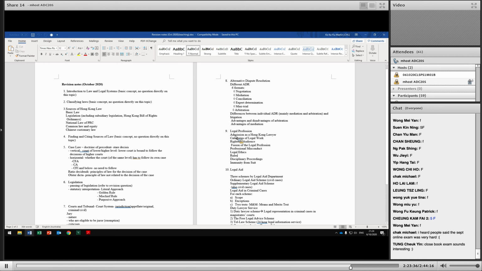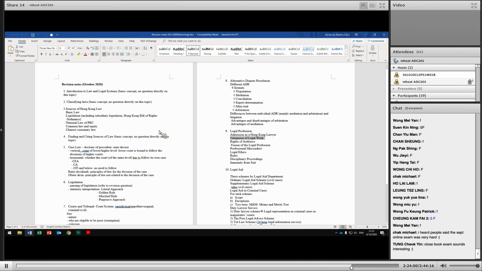Legal profession, so we have different aspects, different subtopics like admission and category of legal work. We have contentious work, like work relating to litigation, which is called contentious. And also we have non-contentious work, which is not related to litigation, like preparing documents, wills, agreements, etc.